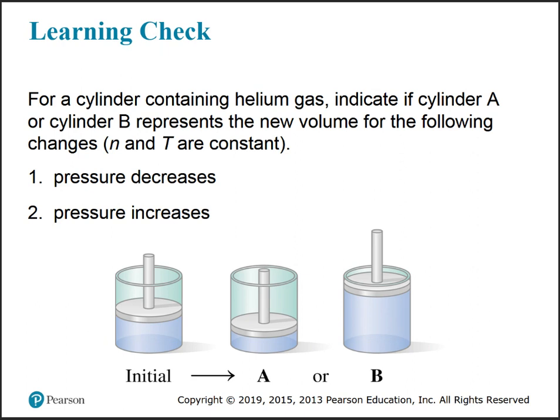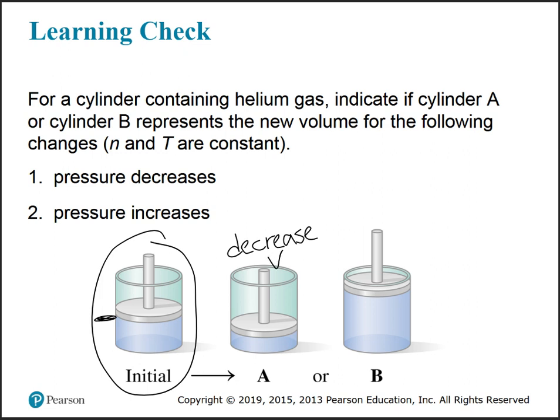So let's do a little bit of a learning check to think this through. Let's say that we have this initial cylinder here, okay? And where this cylinder is indicates the volume. So if this cylinder moves down, the gray part with the handle, then that means it is a decrease in volume. And if it moves up, it's an increase in volume.